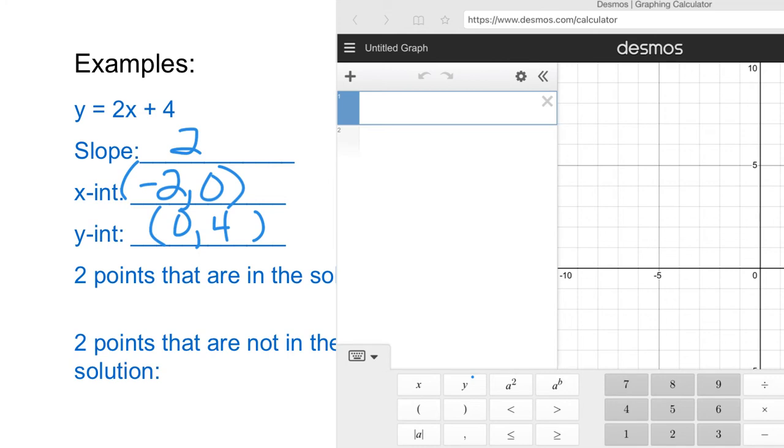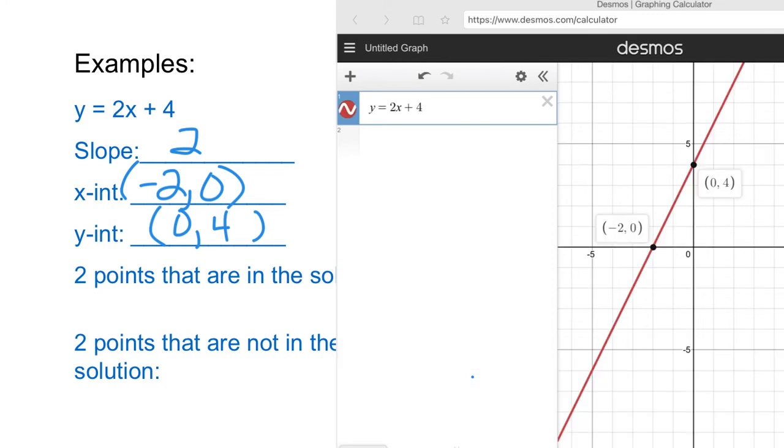And then they ask us for points that are in the solution and points that are not. Points that are in the solution are any points that fall on this line that we just graphed. The two intercepts are points in the solution, but I want us to get some other ones. Any point that exists on this line, and notice if I touch the line and drag across it, it'll show me every point that exists, would be a solution. So I'm going to use a couple of stop sign points that I can find. Here's one at negative 1, 2. So there's one point that is in the solution, negative 1, 2.